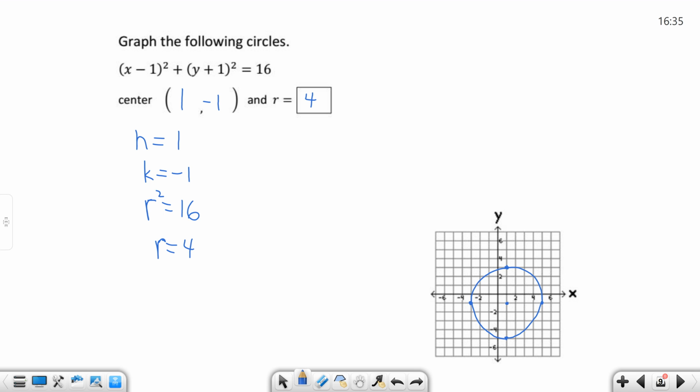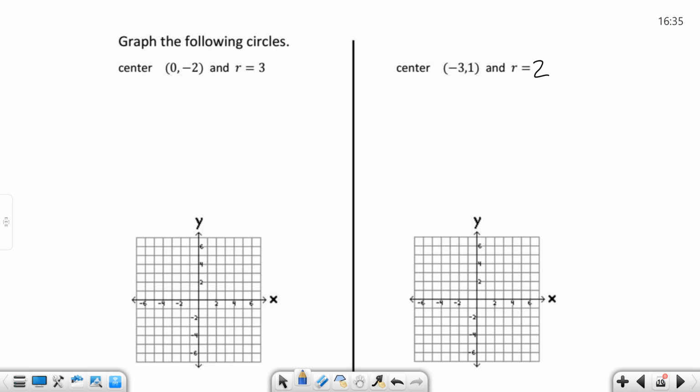So let's graph some more circles. How about it? Sounds like fun, doesn't it? Because circles are so much fun. I love algebra, right? If I had $1 for every time I'd say that, I'd have less money than I do teaching. Nobody likes algebra. All right, so right here.